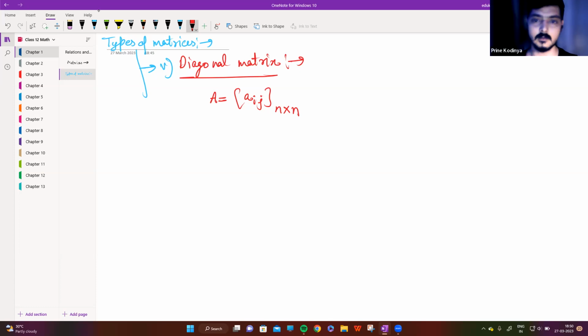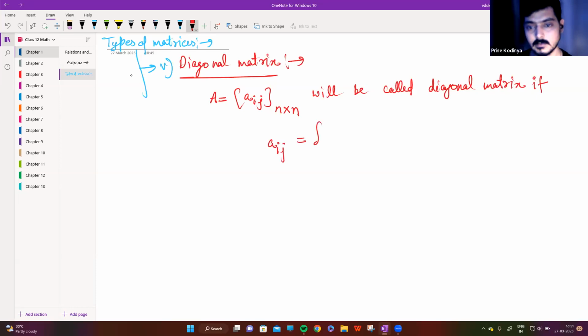Now, when will it be called diagonal, what will be the situation? It will be called a diagonal matrix if, first of all, this Aij must be 0 for all i not equal to j.